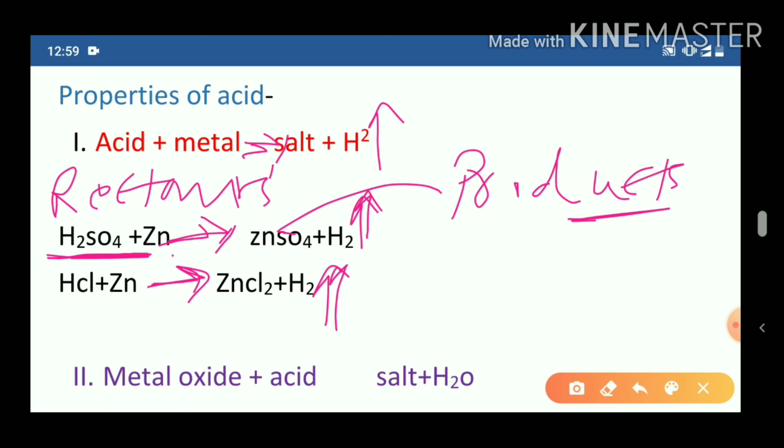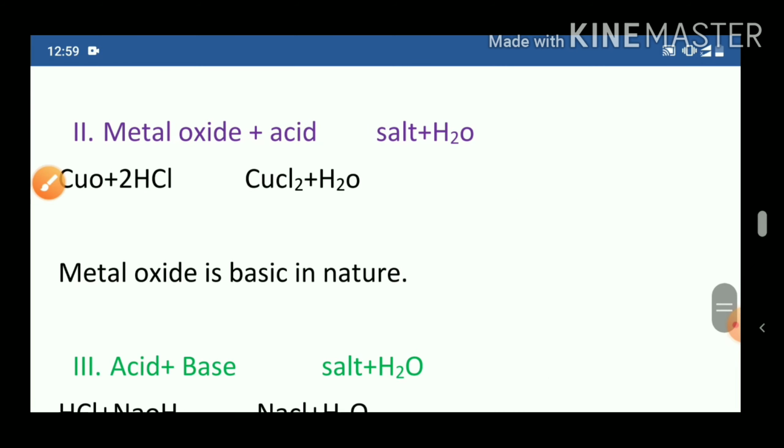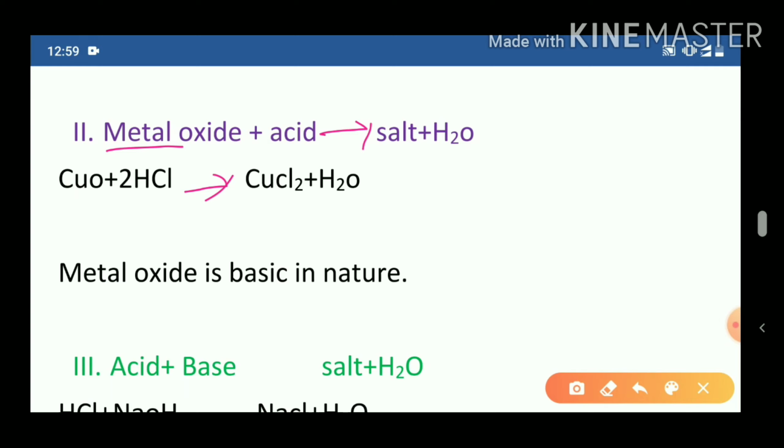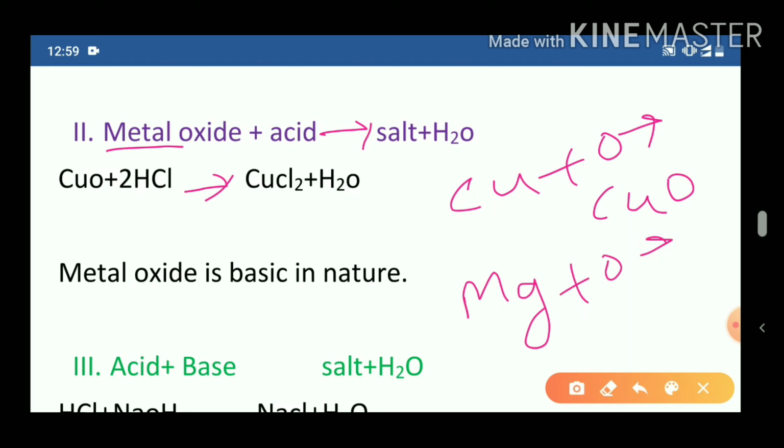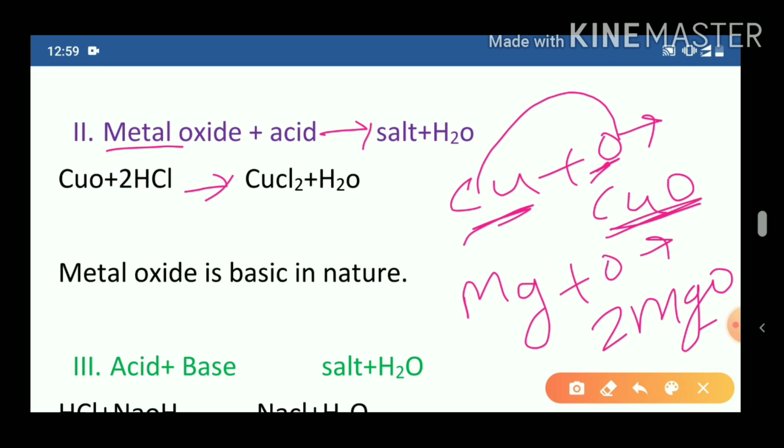Now we have completed the first chemical property of acid. Now the second property is when metal oxide reacts with acid, it forms salt and water. Now what is metal oxide? When metal reacts with oxygen, it is known as metal oxide. Mg plus O, that is 2MgO. So this is metal and this is oxide. When these combine together, this is known as CuO.